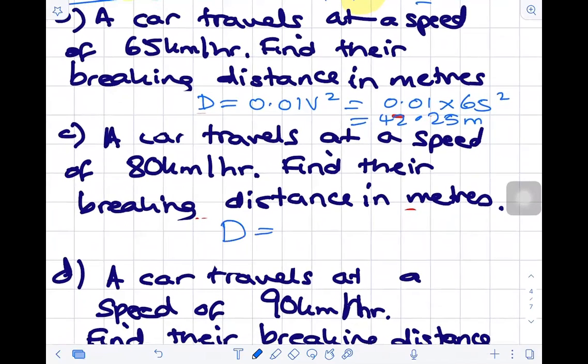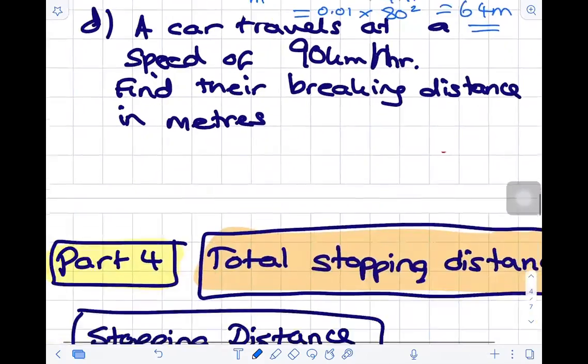So the braking distance is 0.01 V squared. Once again, this is in meters, this is in kilometers per hour. So you go 0.01 times, the V is 80, so it's 80 squared. 0.01 times 80 squared equals 64 meters you would travel if you're going at 80 kilometers per hour and you suddenly put your foot on the brake.